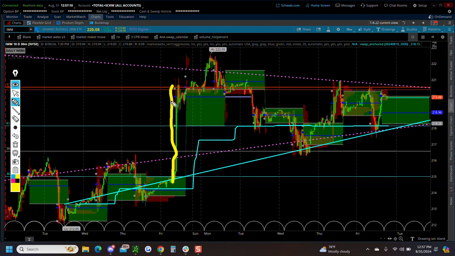So we have a P formation right there. We came right up into this area. We tried to push up. It failed. We did not even retrace all the way back down to the beginning of the P. That would have been the beginning of the P. So they found buyers early, suggesting this pattern is still valid.